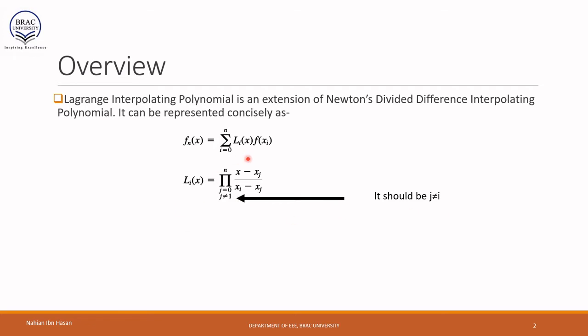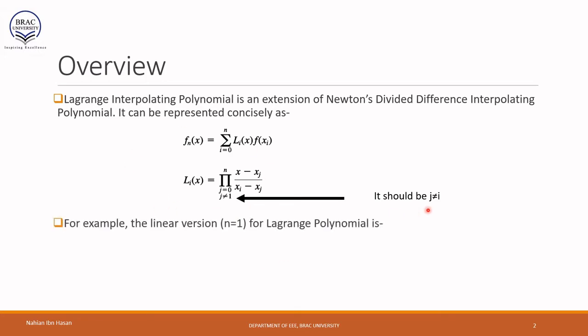That means whenever we are calculating for the i equal to 0 term in the first equation, in the Lagrange polynomial case, j is not equal to 0. Similarly, if we are going to find the i equal to 1 term in the first equation, then in the second equation j is not equal to 1. If i equal to 2, j is not equal to 2. If i equal to 3, j is not equal to 3. So this is how the equation works. We have to be careful about these j terms: j is not equal to i.